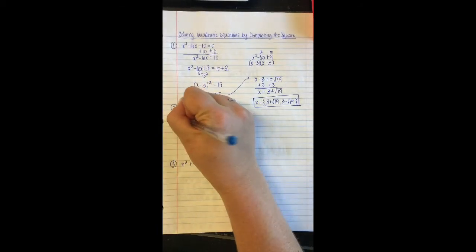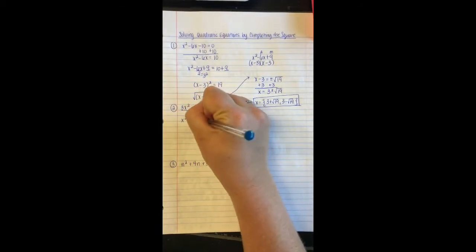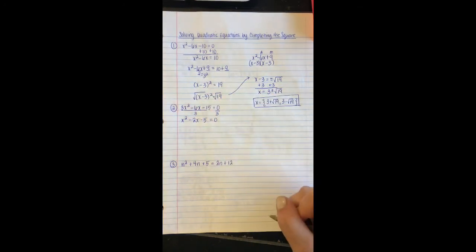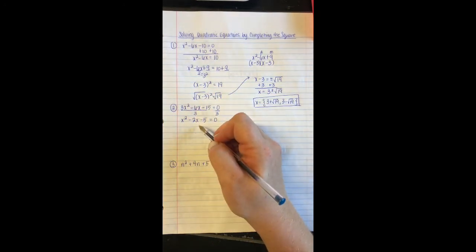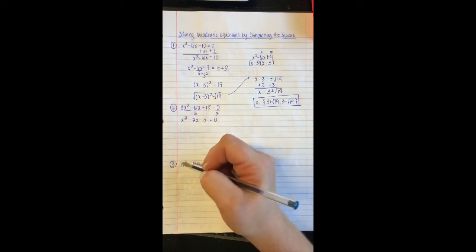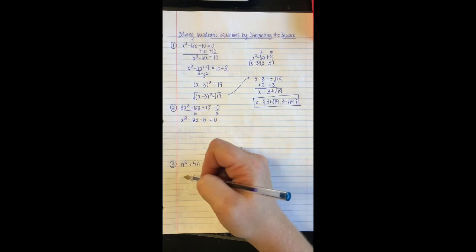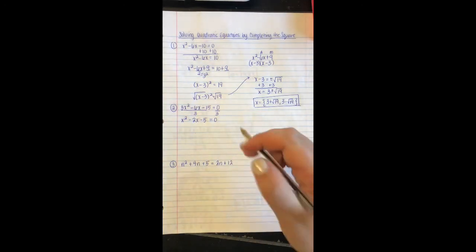So this comes out to be x squared minus 2x minus 5 equals 0. So again, you would try to factor this. Unfortunately, this is not factorable. You can't find anything that adds to -2, multiplies to -5. That's where I would come in to use either quadratic formula or completing the square.